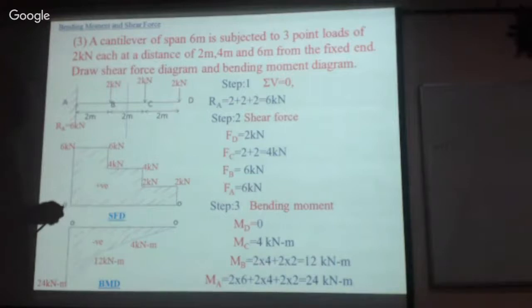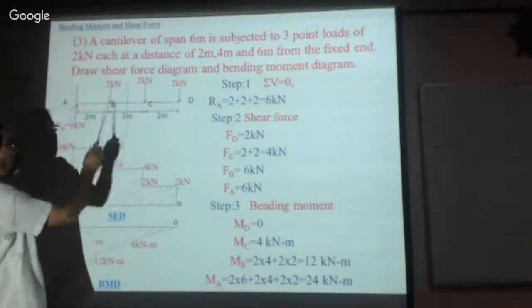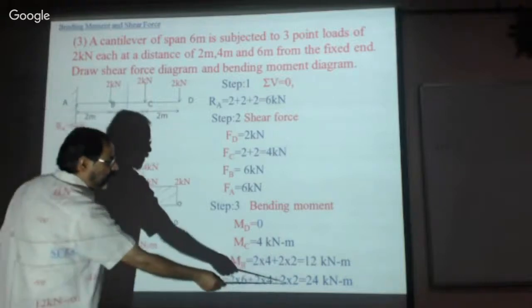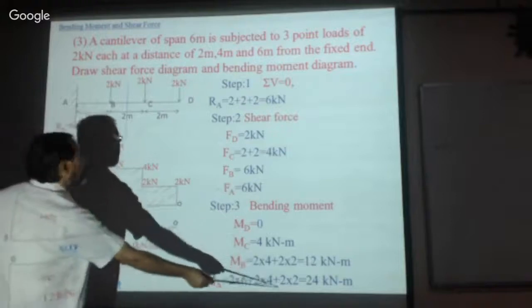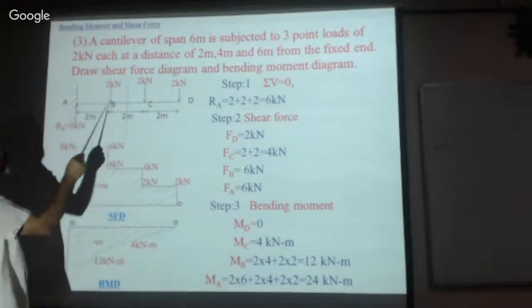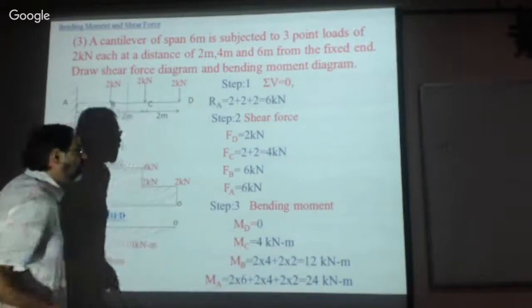Therefore, that is 2 kN into 6 meter, then 2 kN into 4 meter, and 2 kN into 2 meter. This is what we have written here: 2 kN into 6 meter, similarly 2 kN into 4 meter, and the third one, 2 kN into 2 meter, isn't it? Now it comes to 24 kN-m, isn't it?